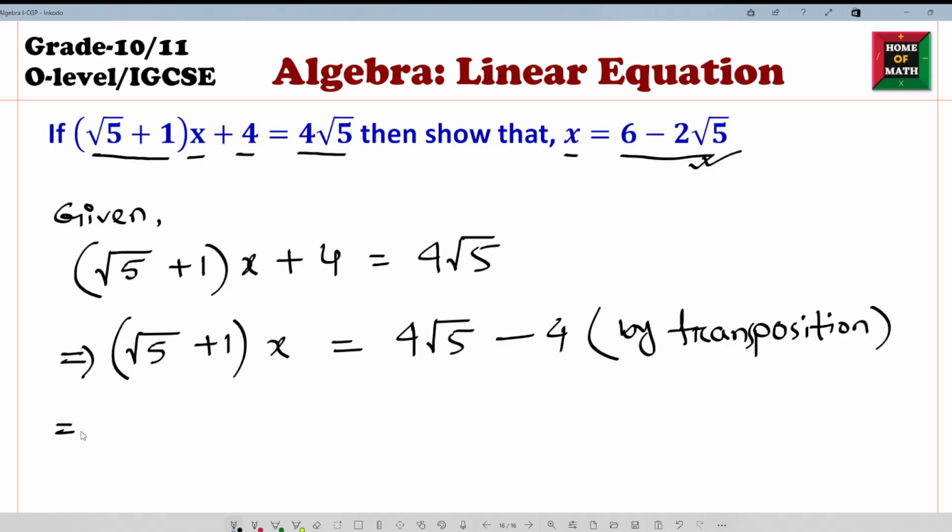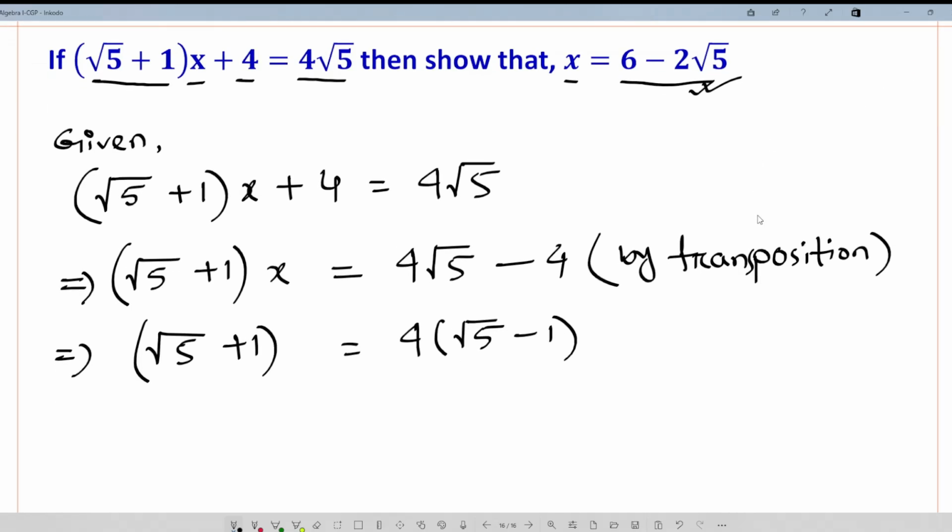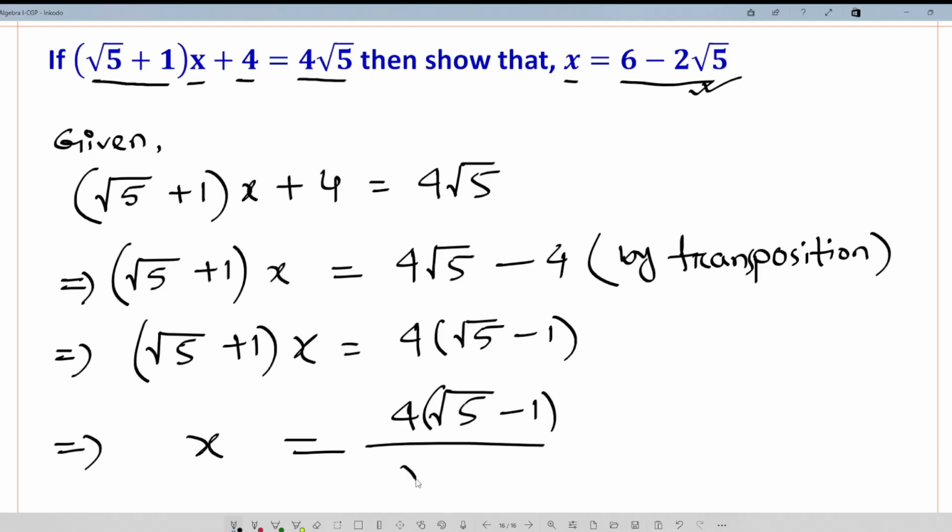Okay. Now here is (√5 + 1) times x, and here we can take common 4. So 4(√5 − 1), and here is x. So x = 4(√5 − 1), and here (√5 + 1).